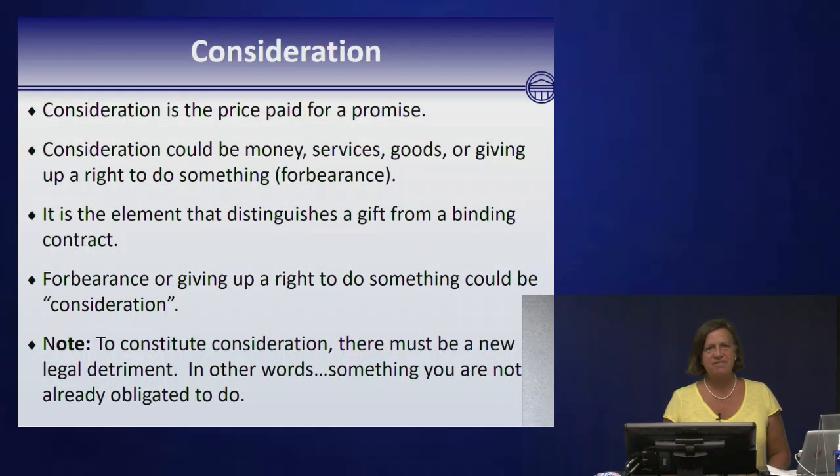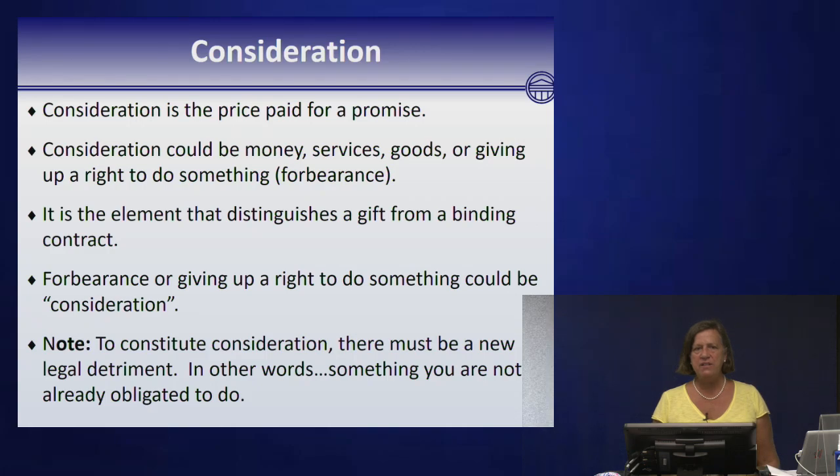Consideration. Offer, acceptance, consideration, the third major part of a valid contract. Consideration is the price paid for a promise. You found out that consideration could be money, it could be services, it could be goods, and in fact, consideration can be giving up a right to do something, and this is known as forbearance. It's the element that distinguishes an offer to make a gift, which is not binding, from a binding contract.